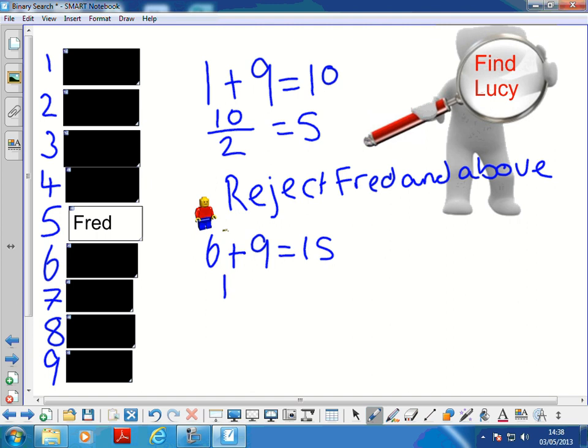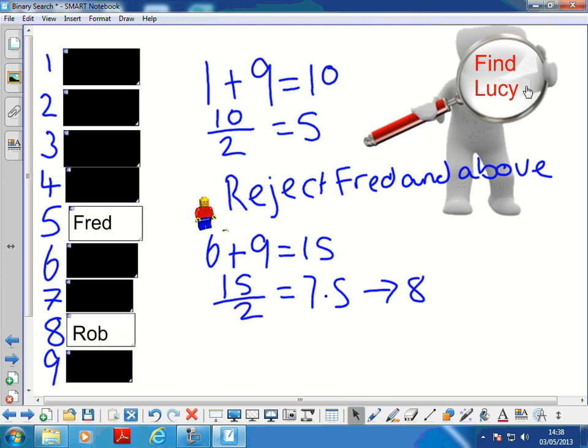Yep, brilliant. Excellent. And round up to 8. We'll take the 8th person, or person number 8 in the list. Bad luck, not Lucy. So we're going to reject Rob and below. Exactly, perfect. Reject Rob and below because we know Lucy is above Rob.